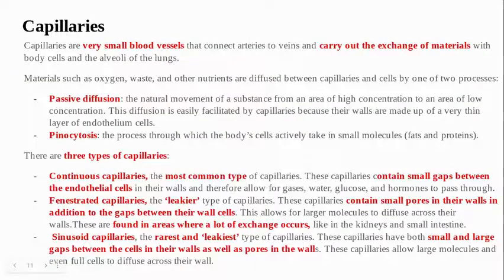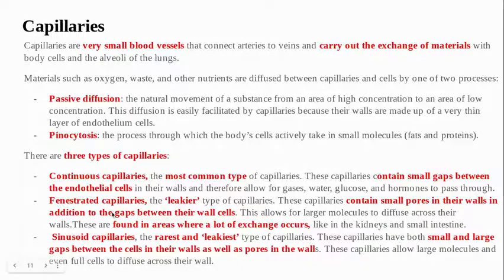And then capillaries are the smallest type of blood vessels. They're very, very small. And they actually carry out the different gas exchange and material exchange processes. So they do these processes by either passive diffusion, which is the natural diffusion from high concentration to low concentration, and then pinocytosis, which is just when the body's cells actively take in molecules.